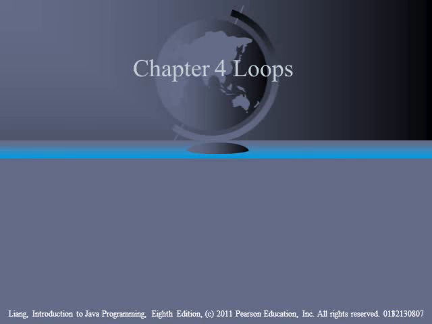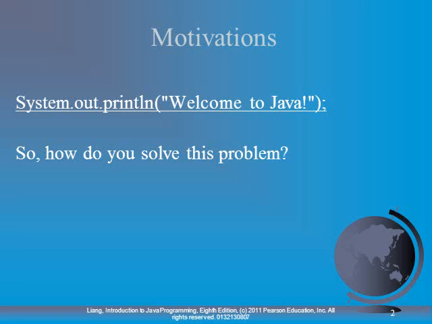This lesson begins our discussion on loops, the last of our three programming structures: sequence, selection, and iteration, which is another name for loops. So here's the basic problem. You want to display the message "Welcome to Java" 100 or 1,000 times on the screen. How are you going to go about doing that with what you know today?